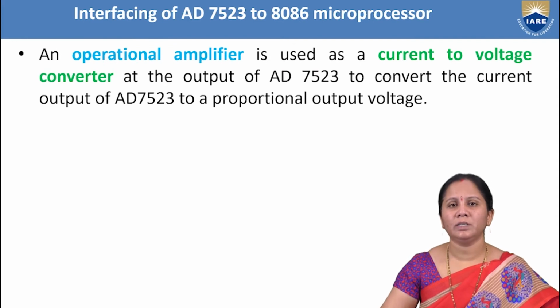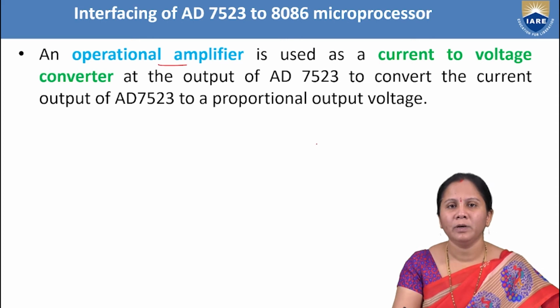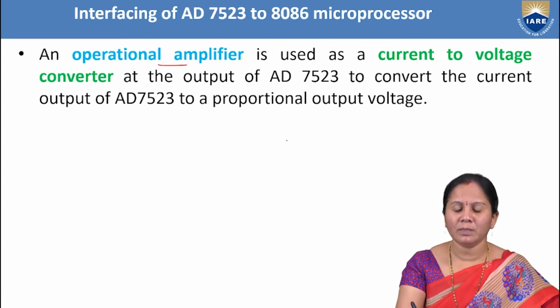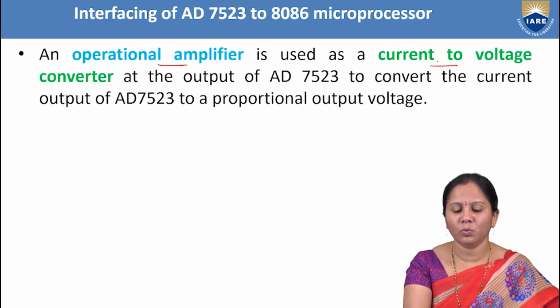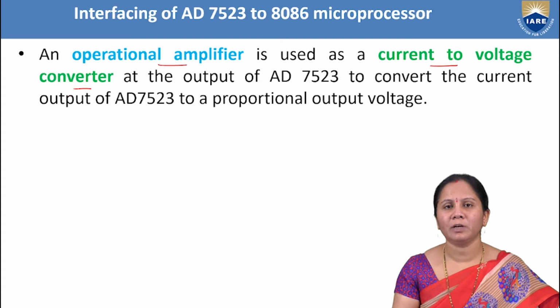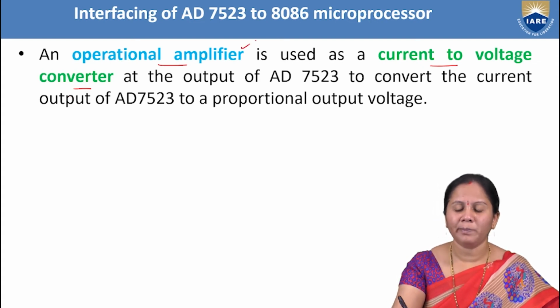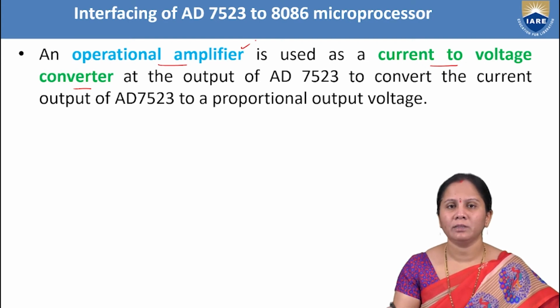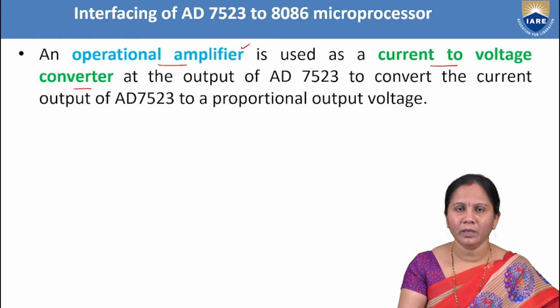Along with that zener diode, there is also an op amp present at the output, the IC741, which is called an operational amplifier. What is the purpose of that op amp in the circuit? It is used as a current to voltage converter. As we know, across the out 1 and out 2 pins we are getting the current output. Using this operational amplifier, the current output will be converted into voltage output.